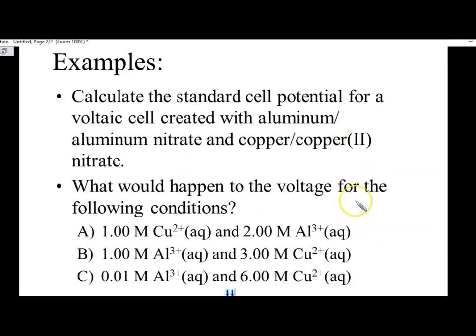And so this is our problem that we're going to work with. I said 3 problems, there's technically 4. So we're going to calculate the standard cell potential if we were at normal conditions. And it says calculate the standard cell potential for a voltaic cell, meaning we want a positive voltage, created with aluminum in aluminum nitrate and copper in copper 2 nitrate. Okay, so we're going to do that first. And once we have that variable, we're going to then see what would happen under these 3 conditions here.